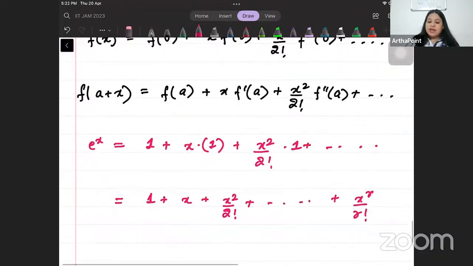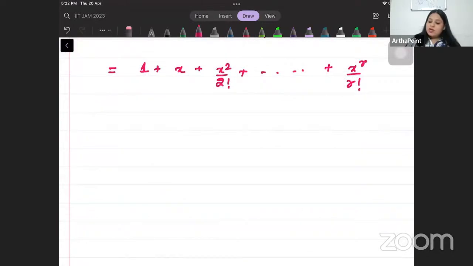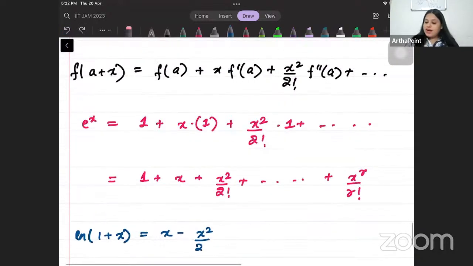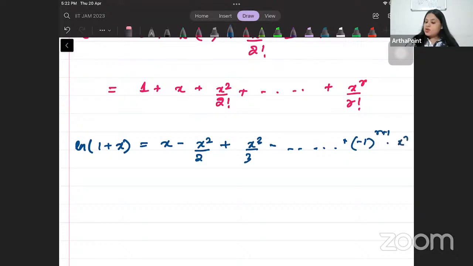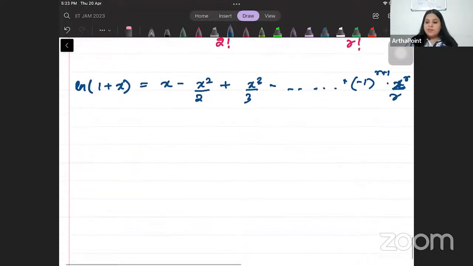Now let us see another example, of 1 plus x. Suppose someone has given you to expand ln 1 plus x. So this is going to be x minus x square by 2 factorial, not 2 factorial, 2, sorry. 2 factorial will not come, it is just going to be 2, plus x cube by 3 minus and so on. It will keep going on, plus minus 1 to the power r plus 1 into x to the power r by r. This is the expansion of ln 1 plus x.